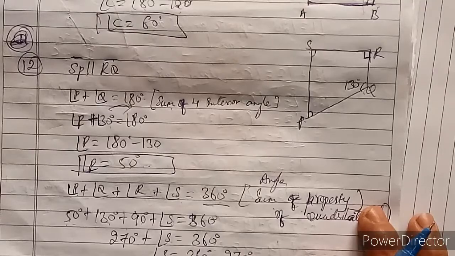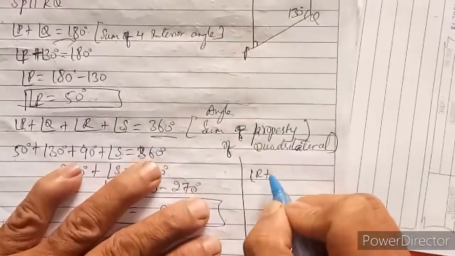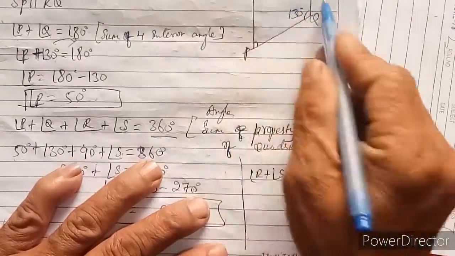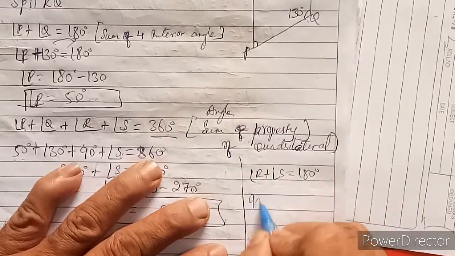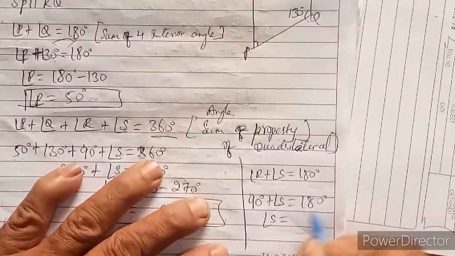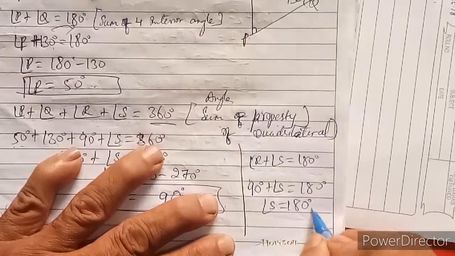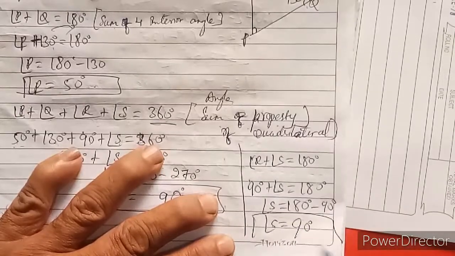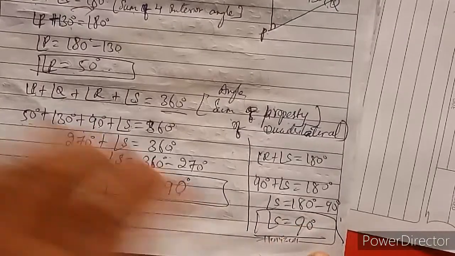See here, I will explain. Angle R plus angle S is equal to 180 degrees, because they are co-interior angles. Angle R is 90 degrees plus angle S is equal to 180 degrees. Angle S is equal to, if I transpose this side, 180 minus 90. So angle S is equal to 90 degrees. If you subtract 180 minus 90, that is 90 degrees, we get the same answer. That is the second method.